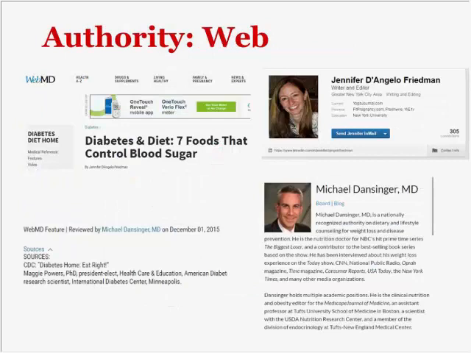The other thing you can do on the web, if you don't have a limiter button, as we do in the databases, is to just look for the credentials of the people who have put up that web site.